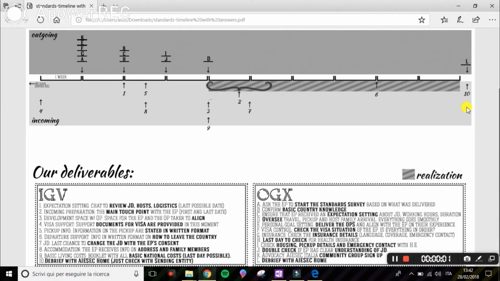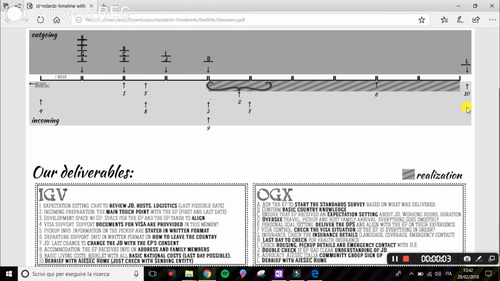Bravi! Now I hope that you have the ability to fill in all the gaps. The one that I'm going to show you is the timeline with all the exchange standards or deliverables in order to deliver them in the right place. So here are the answers.